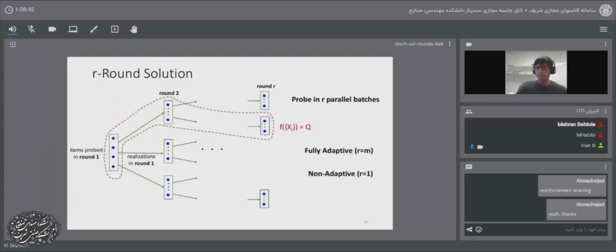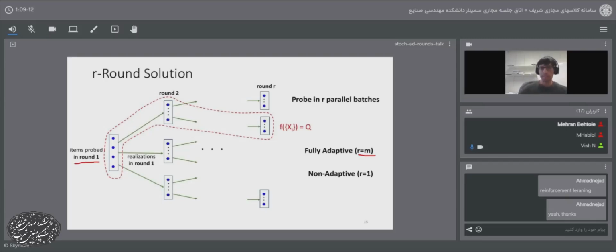And we can see that if we have no limit on the number of rounds, or in other words, the number of rounds is equal to the number of items, then you can be fully adaptive, because you can just take one item, wait for its realization, take the second item, wait for its realization, and so on. And the other extreme is if you have just a single round. If you are only allowed to probe items in round one, then that corresponds to a non-adaptive solution.